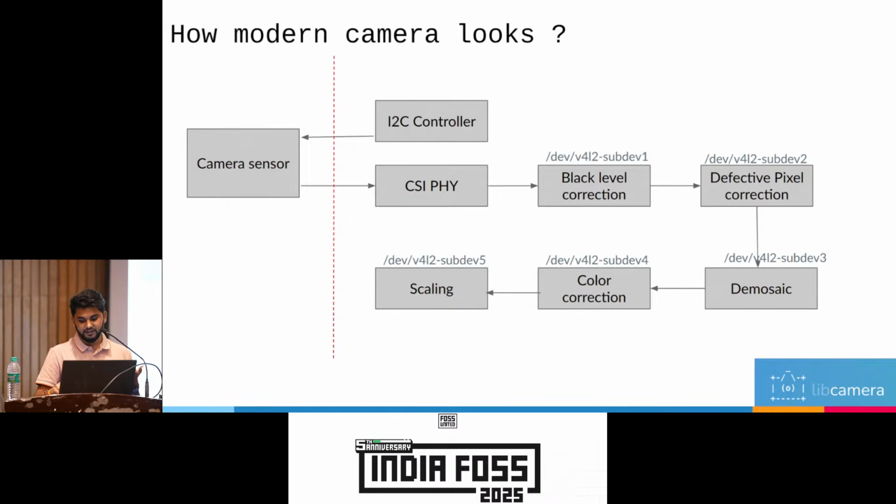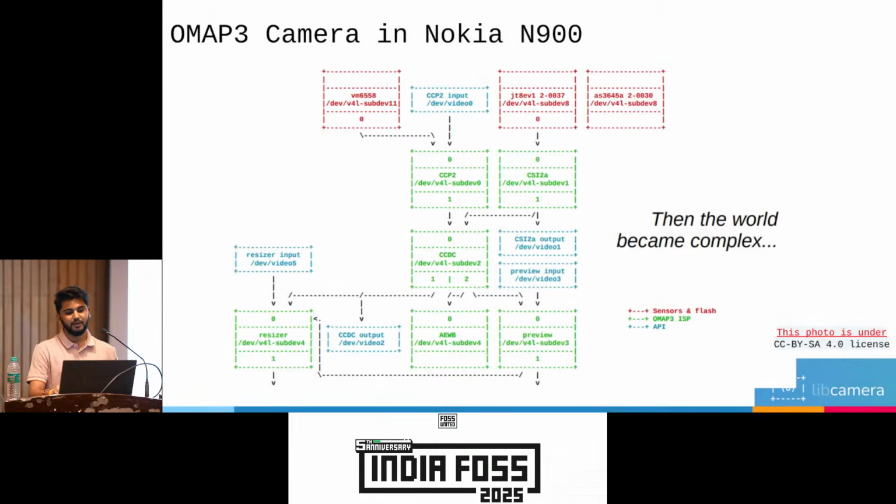Let's see if everything comes to the application layer, right. Application developers have to be more aware of how your hardware looks, and it will be difficult. This is an OMAP 3 camera in Nokia, and you can see how complex the camera pipeline looks. To ease this, so the camera app developer doesn't have to be aware of how the underlying hardware works.